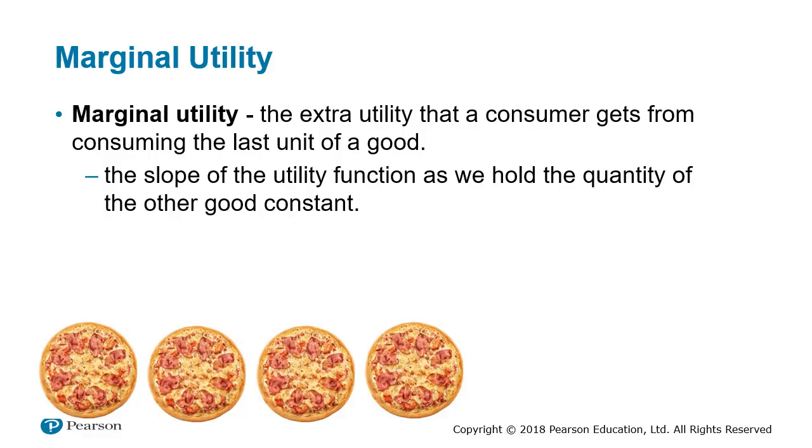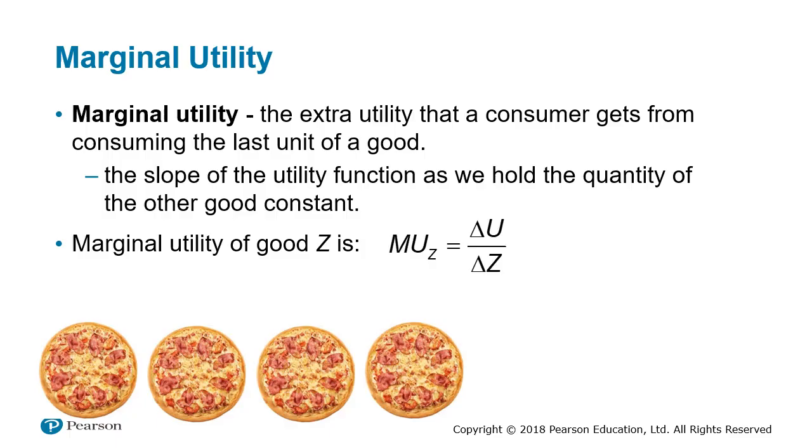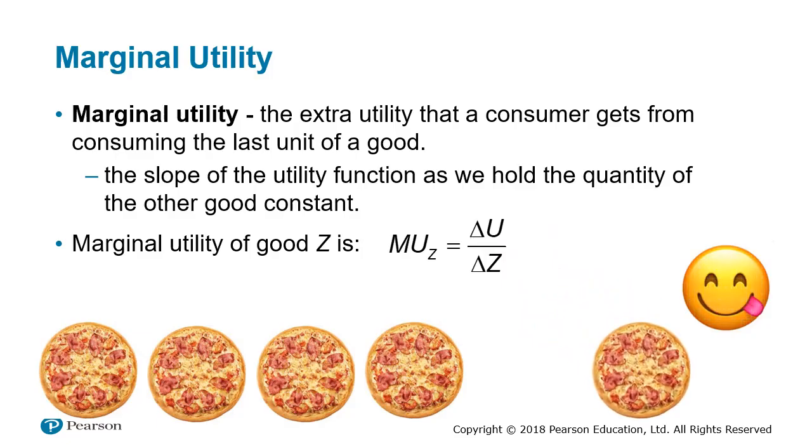Marginal utility, I'm sure you'll recall from Economics 101, is the extra utility that a consumer gets from consuming one more unit of a good, or the additional utility from the last unit consumed. It's also the slope of the utility function as we hold the quantity of the other good constant. So, for Lisa's example, the marginal utility of good Z, or pizza, would be the change in her total utility over the change in her pizza consumption. How much has additional pizza added to her total utility? What is the extra utility gained from the last unit of pizza consumed?